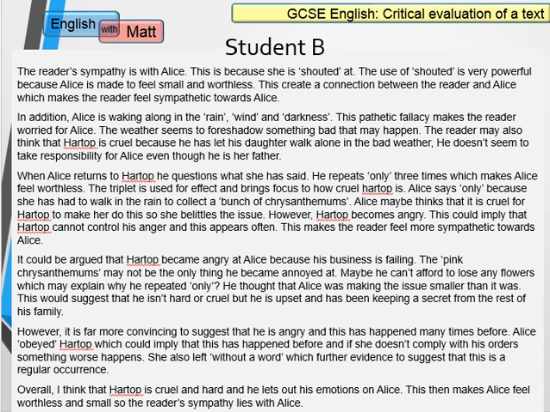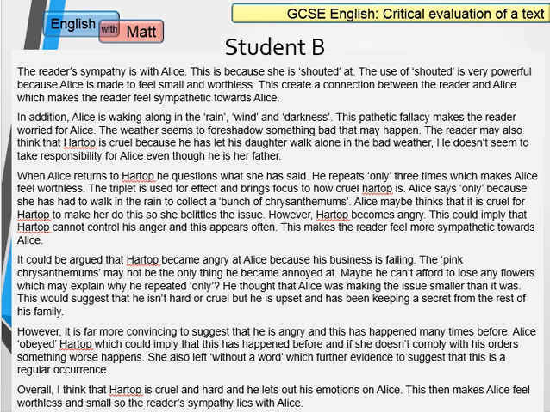It says the reader's sympathy is with Alice. This is because she is shouted at. The use of shouted is very powerful because Alice is made to feel small and worthless. This creates a connection between the reader and Alice, which makes the reader feel sympathetic towards Alice. In addition, Alice is walking along in the rain, wind and darkness. This pathetic fallacy makes the reader worried for Alice. The weather seems to foreshadow something bad that may happen.